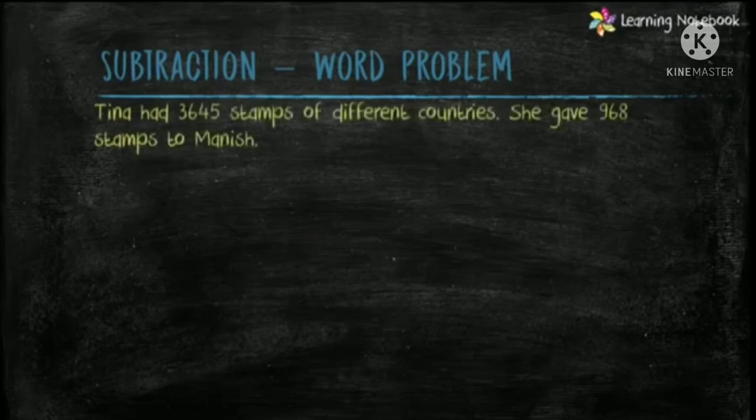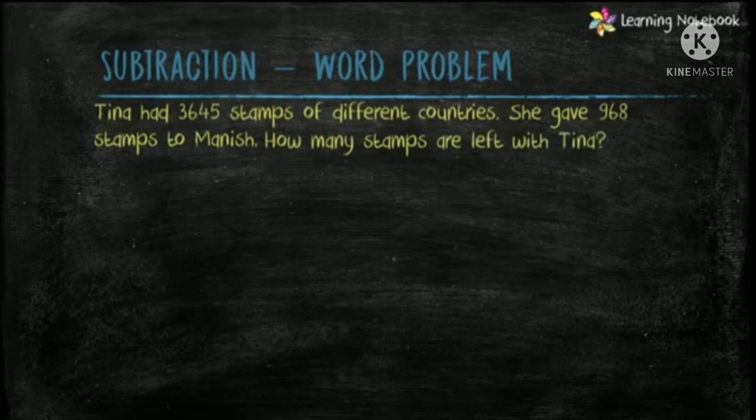Now students, you know all the concepts of subtraction. Let's use those concepts in a word problem. The question is, Tina had 3645 stamps of different countries. She gave 968 stamps to Manish. So, how many stamps are left with Tina?